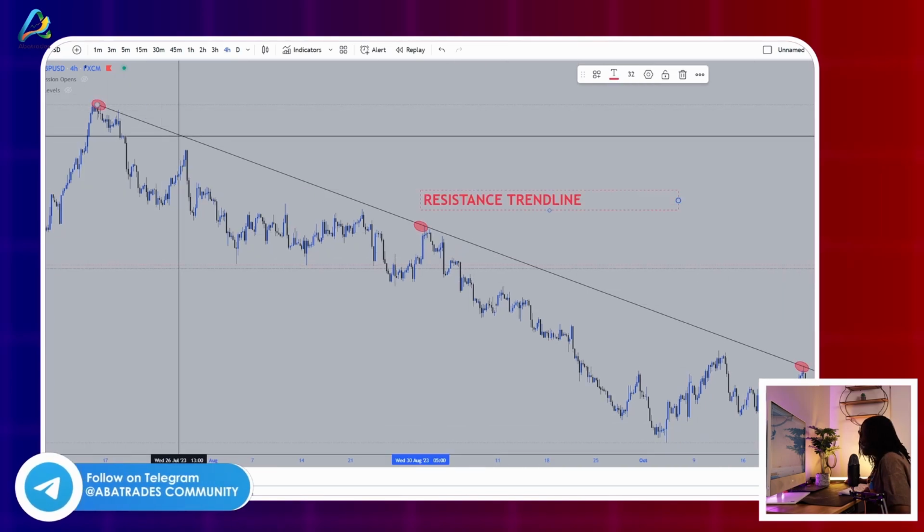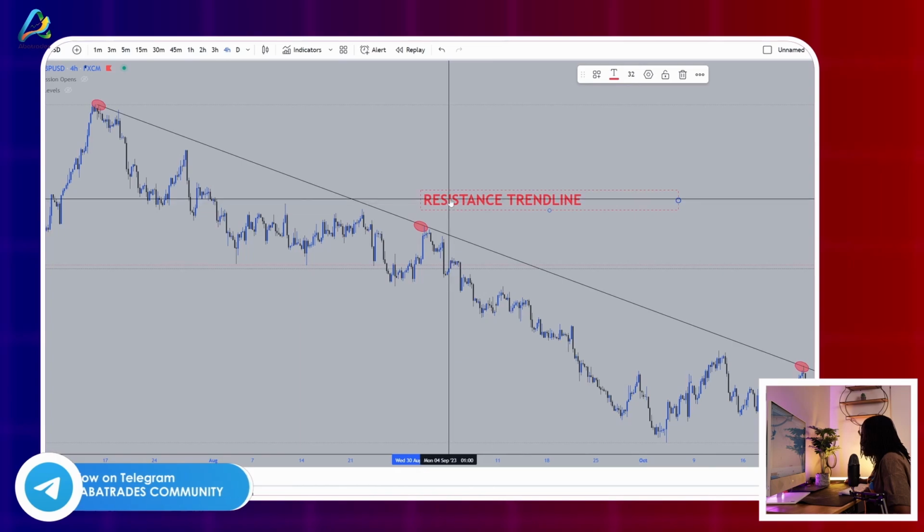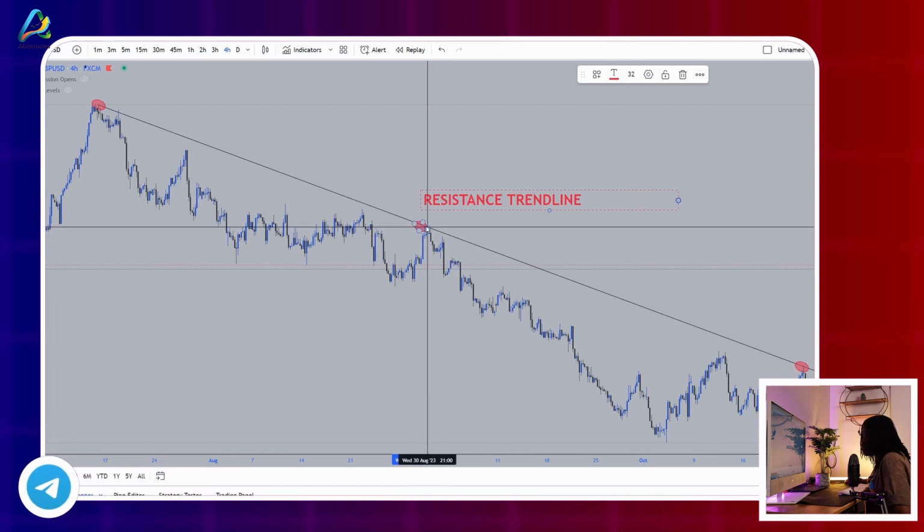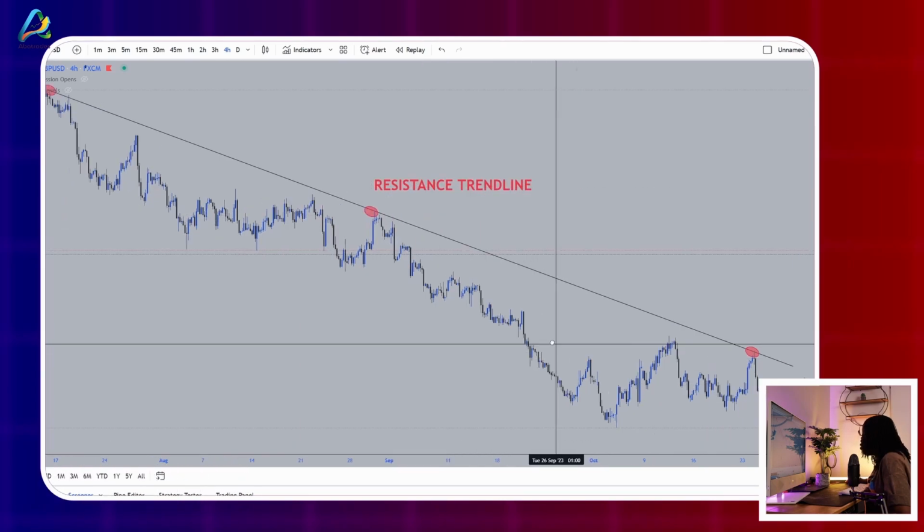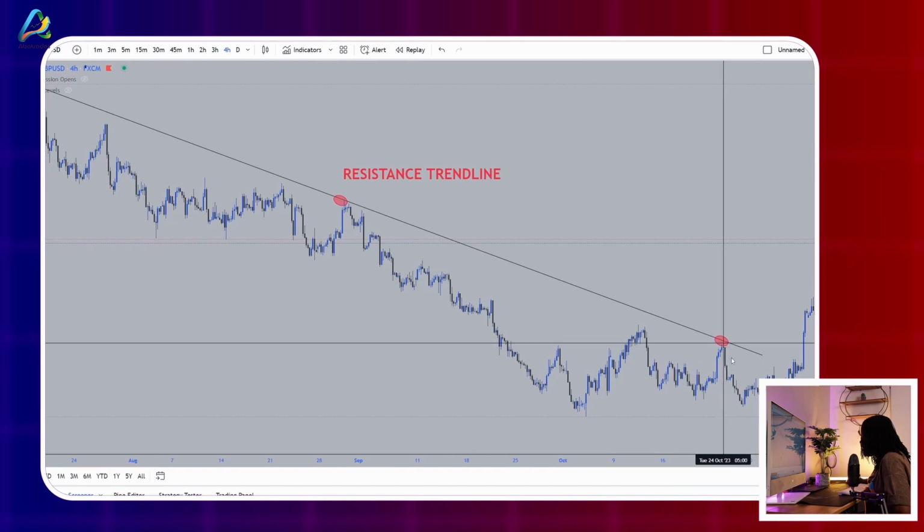So we can call this descending trend line right here a resistance trend line, meaning that whenever market touches this trend line, there's always a resistance to push price down further. So we can see when market touches this trend line again, there's always a push down.